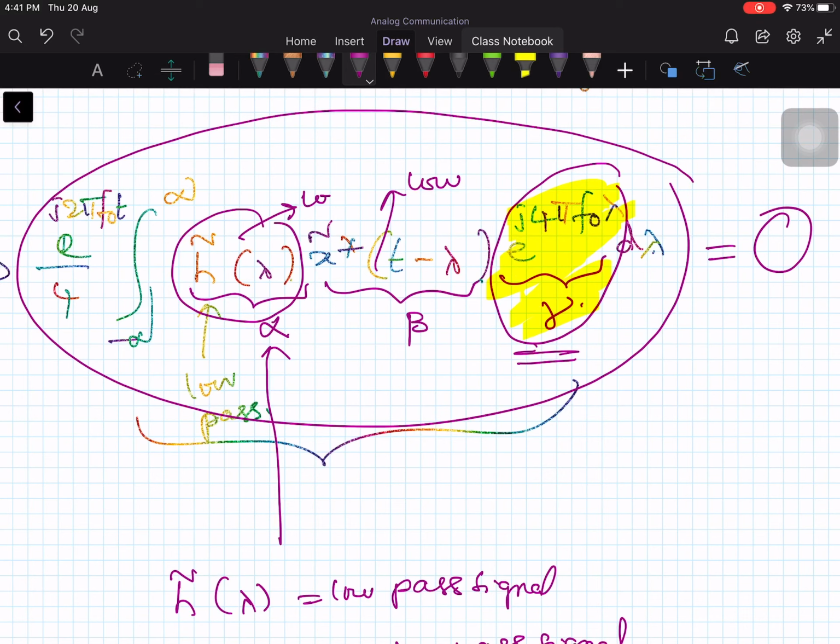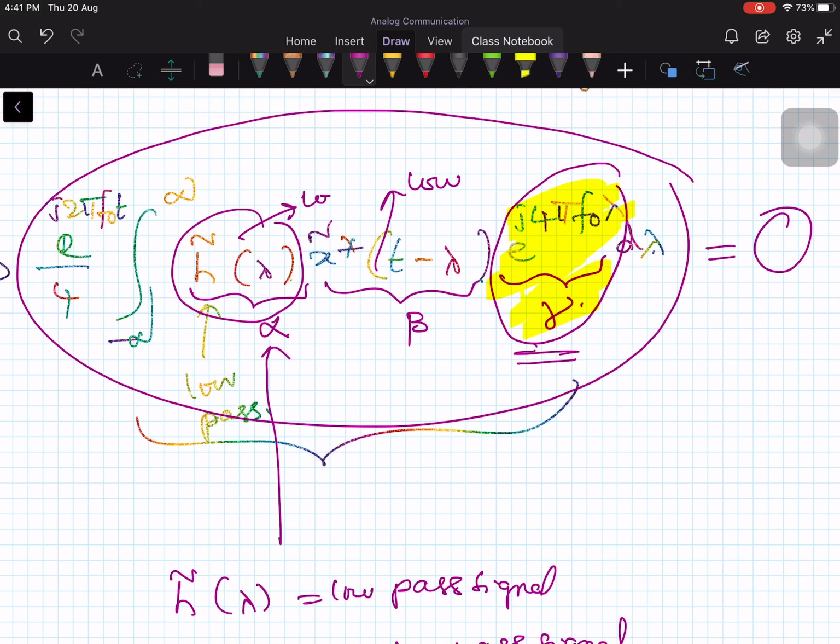So basically the argument that we give here is based on the fact that there is a low pass signal, h tilde of lambda and x conjugate tilde of t minus lambda, and there is a high frequency band pass signal, that is the carrier, e to the j 4 pi f naught lambda. Half cycle by half cycle, if you integrate, the integral is 0. This kind of argument is very useful in communication theory. Otherwise, you get stuck with integrals which you cannot evaluate. So half cycle by half cycle, the integral becomes 0.